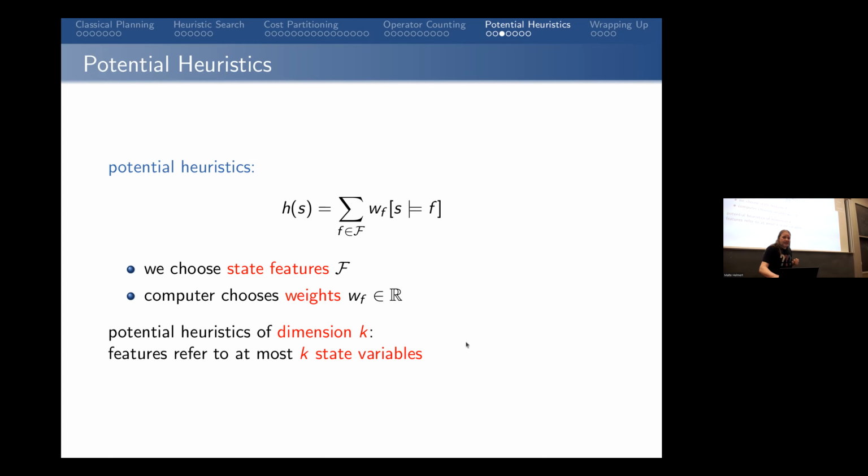We call that dimension because of the analogy of polynomials. Maybe we should have called it degree, but now we call it dimension. So a potential heuristic of dimension k is one where none of the features needs to refer to more than k state variables at a time.